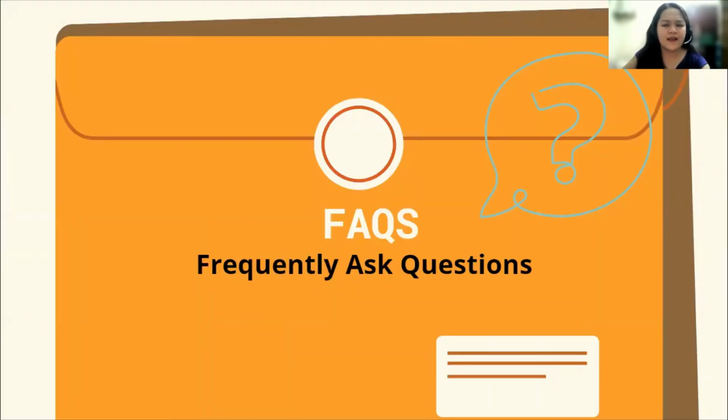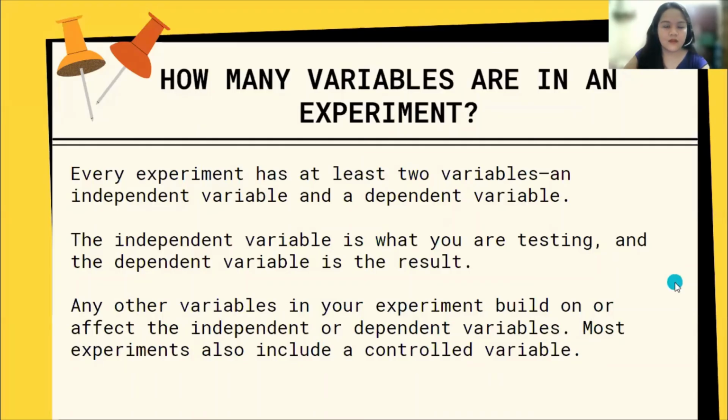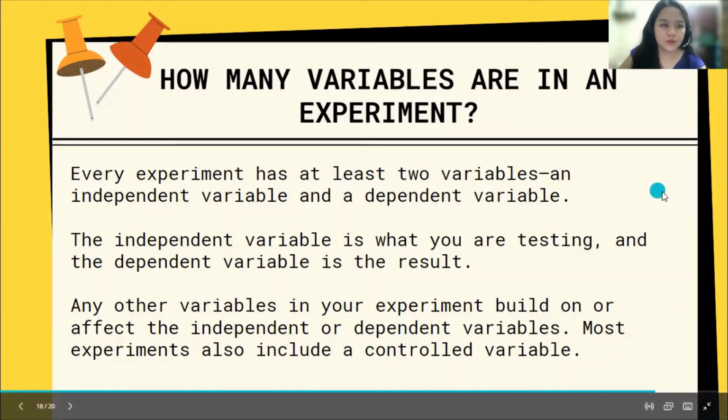So what are the frequently asked questions about variables in research? How many variables are in an experiment? Every experiment has at least two variables, an independent variable and a dependent variable. The independent variable is what you are testing, and the dependent variable is the result. Any other variables in your experiment build on or affect the independent or dependent variable. Most experiments also include a control variable.